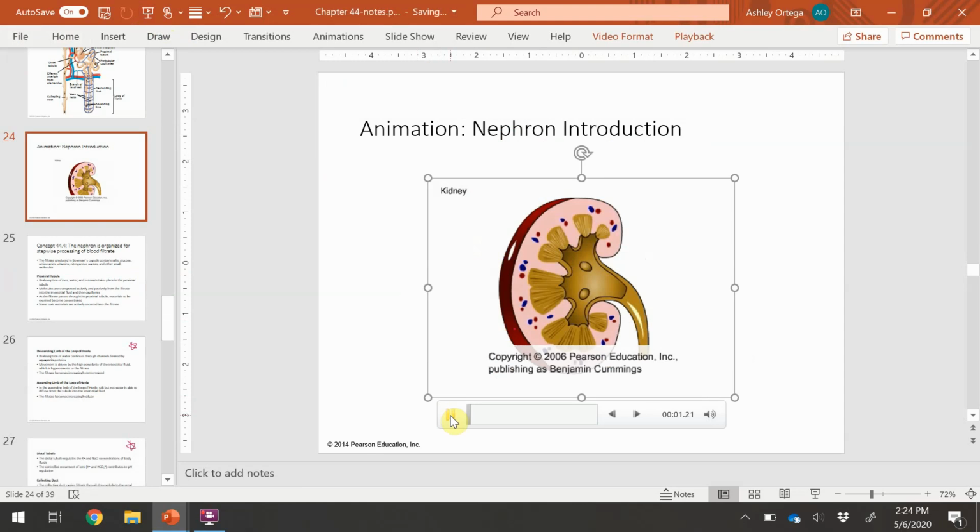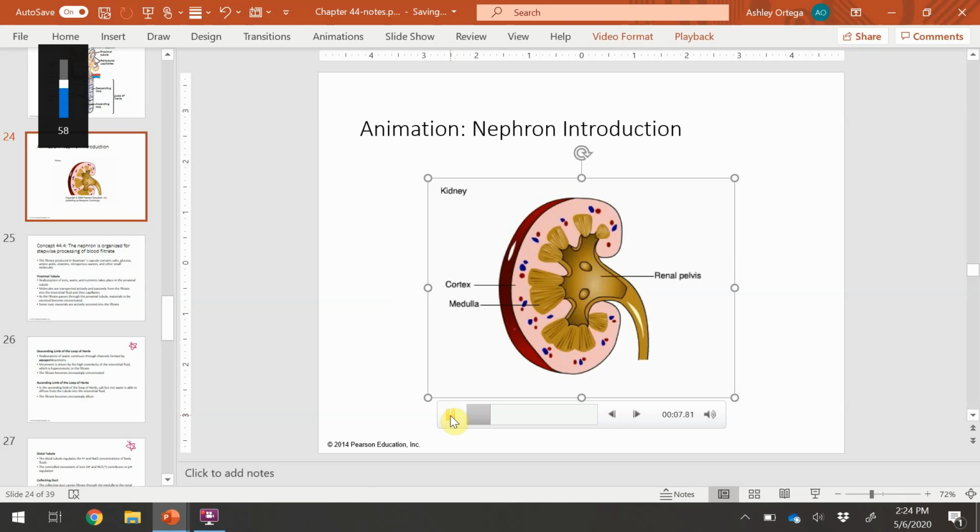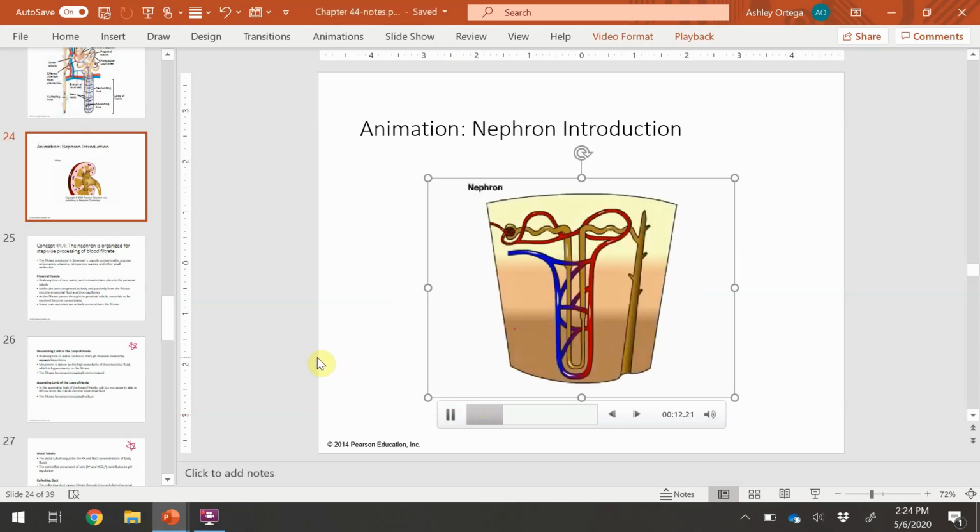The outer part of the kidney is called the cortex. Inside the cortex is the medulla. Urine collects in the renal pelvis and drains from the kidney through a tube called the ureter. A tiny branch of the renal artery carries blood to each nephron for processing. A tiny vein carries blood away.